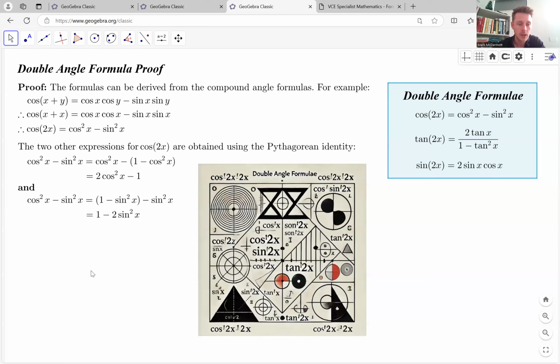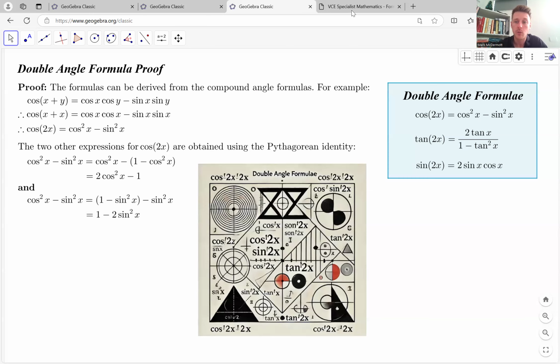Okay, and another thing we could also say is, just doing the same thing, rearranging the Pythagorean identity in another way, we can replace the cos squared x part with 1 minus sine squared x. So we get that cos squared x minus sine squared x equals 1 minus 2 sine squared x. So they are the double angle formulae. And as you can see, we can derive them from the compound angle formulas.